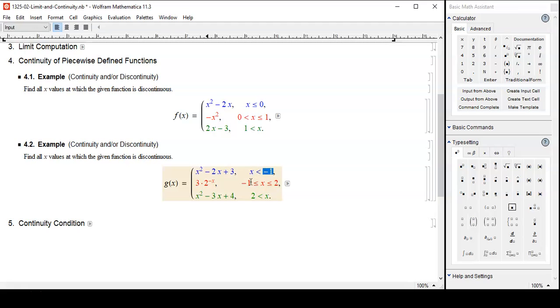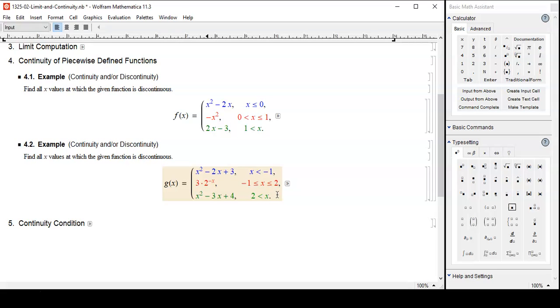-1 is common for first and second. So that's going to be the boundary point, the threshold for blue and red pieces. And x equals 2 is common for second and the third line. So that's going to be the boundary point, the threshold between red curve and green curve. Do they actually meet? That's the problem. If they do not meet, then we have discontinuity. We may have a jump.